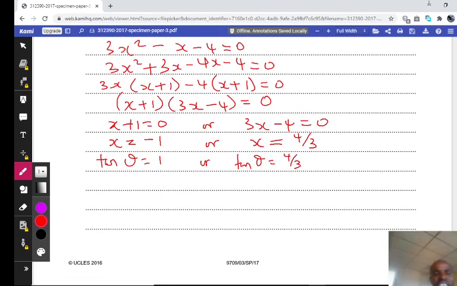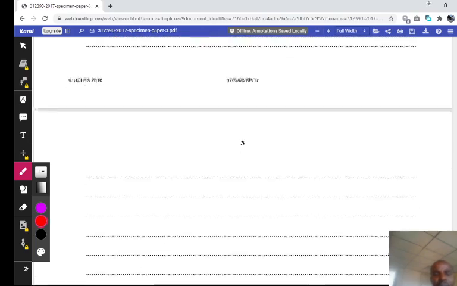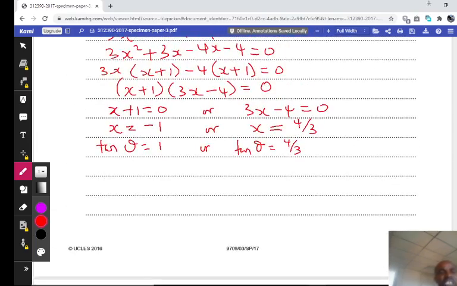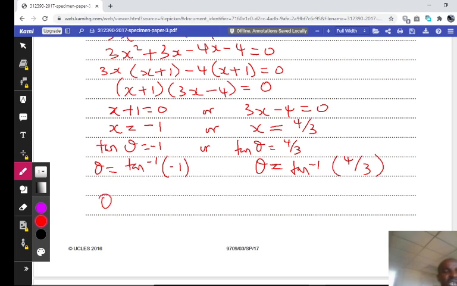Now, we have to find the principal values, or the primary values. On this one, you get theta is equal to arctan of minus 1. On this one, theta is equal to arctan of 4 over 3. If you simplify, you get theta is equal to arctan of minus 1. What is arctan of minus 1? You can use your calculator. Arctan of -1, you get 45.